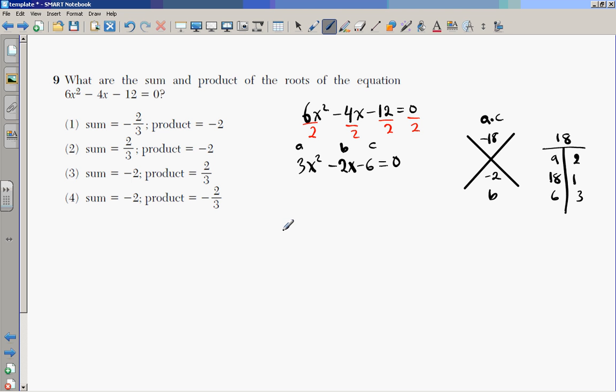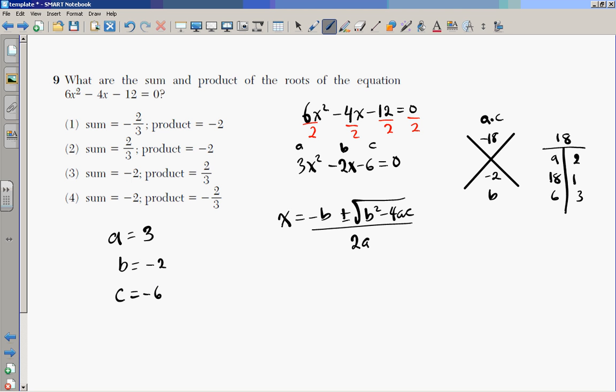Absolutely not. Let's find the roots using the method that always works, which is the quadratic formula. So I know that x equals negative b plus or minus the square root of b squared minus 4ac, all over 2a. In this problem, a is 3. You gotta be careful with the signs here. B is negative 2, and c is negative 6. I'm going to plug these into the quadratic formula, and that should tell me what the two roots are, and then I'll find the sum and the product.